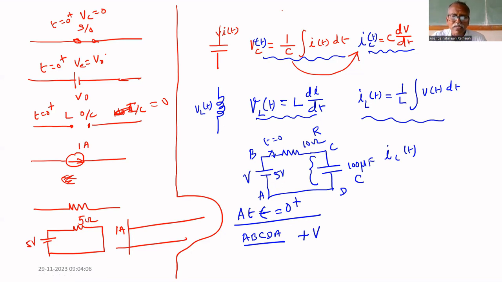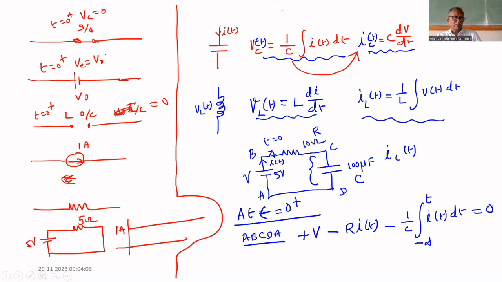Let us assume that current through that circuit is I of t. What is the potential drop across the resistance? Minus R I of t. What is the drop across the capacitor? Minus, what is the voltage across capacitor? 1 by C integral of I of t dt, from minus infinity to t. Because up to t we are writing the expression equal to 0.